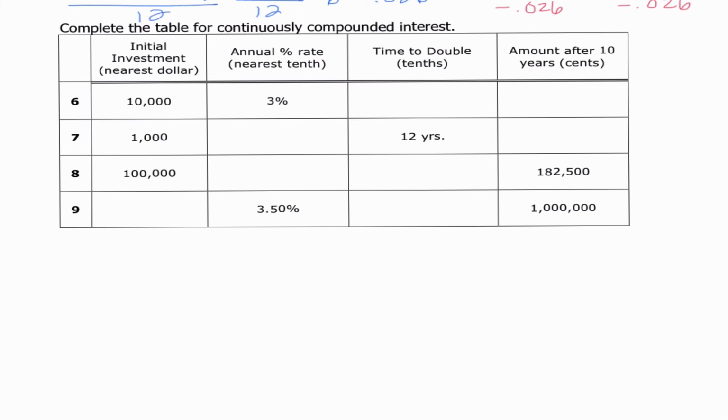So if we look, your homework has one of these as well. Problem number 6, all this info goes with 6. This goes with 7, 8, and 9. So this first column is our initial amount. Then we have the percent rate, the time to double, and the amount after 10 years. So we really have two different problems. These two columns are not connected to one another. They are two separate problems, okay?